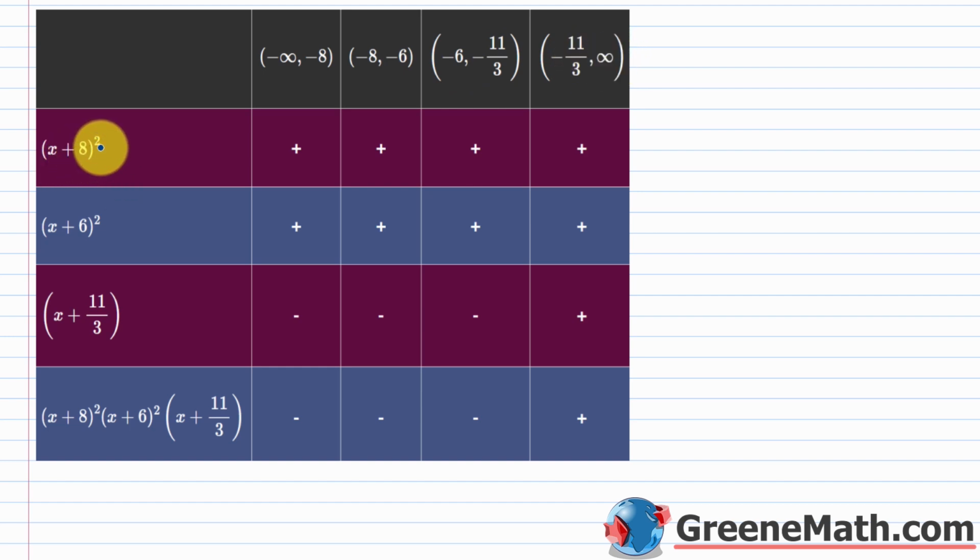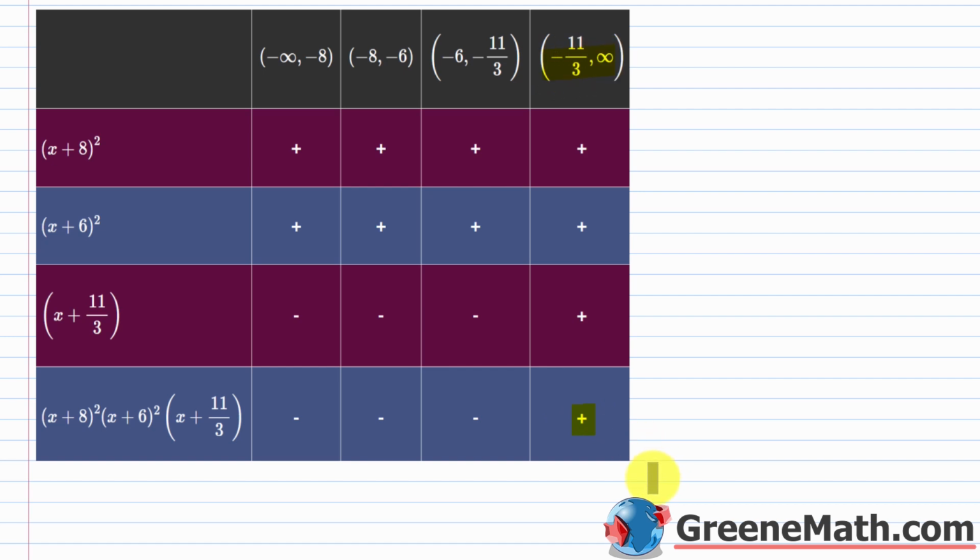So this x plus 8 quantity squared and this x plus 6 quantity squared, those are always going to be non-negative. They're either 0 or positive, and in the intervals we have here, they're always positive. When you come to this x plus 11 thirds, that's going to be negative in all these intervals until you get to this interval right here, where you're greater than -11 thirds. So that's going to create positive, positive, negative. We're going to have a negative, the same thing here, negative, and then finally here, it's going to be positive. So if we're looking for the part where it's greater than 0 or positive, that's going to be right here.